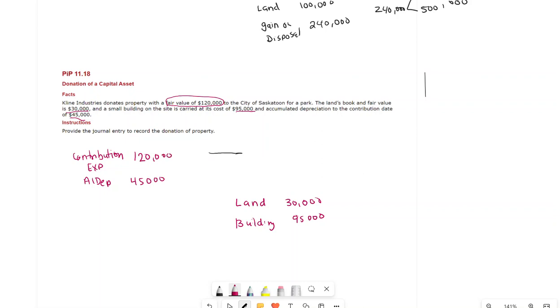Instead of us giving them the cash for the donation, we gave them land and a building. If I were to think about it, what's happening with it? Where does my entry not balance? The cost of the asset was 95. The accumulated depreciation was 45, so the value of your building was 50,000, and the value of your land, which is the same, is 30. So they both were worth $80,000. What did we get in return? We got 120,000 in return. What we have is a gain of 40,000. So we have to record a gain on disposal.